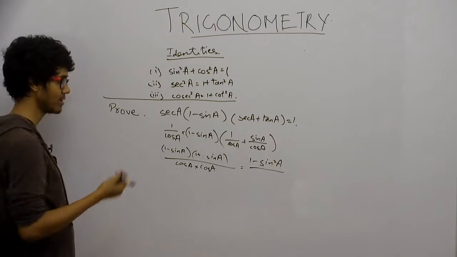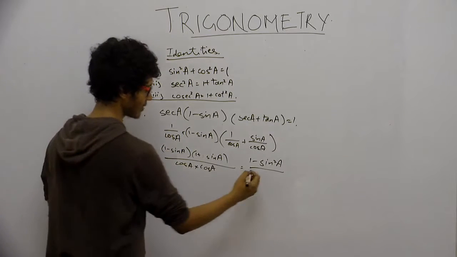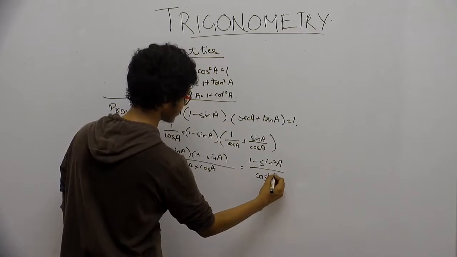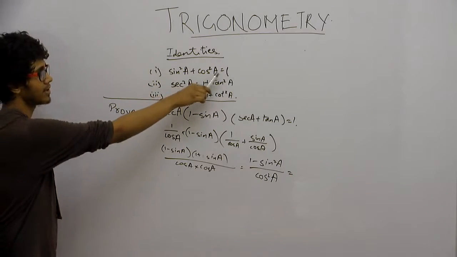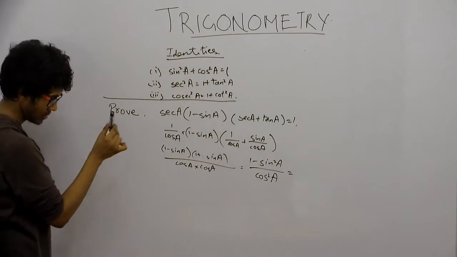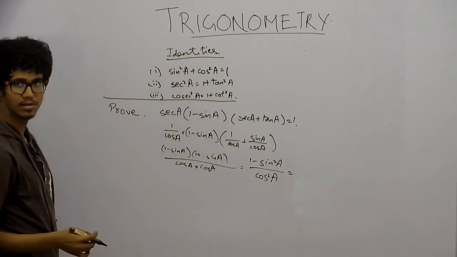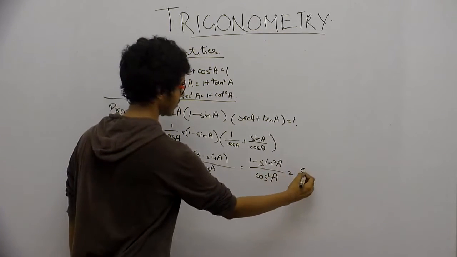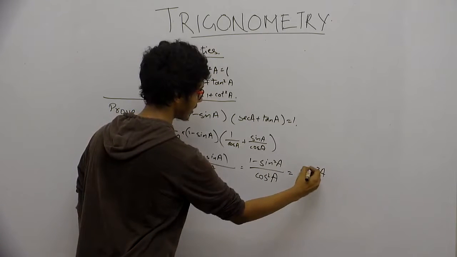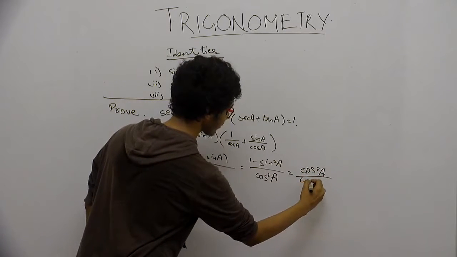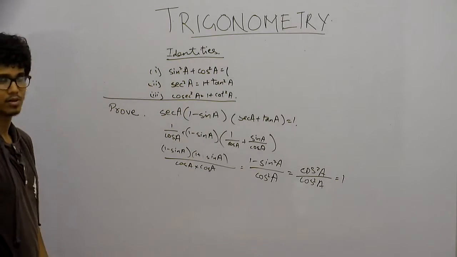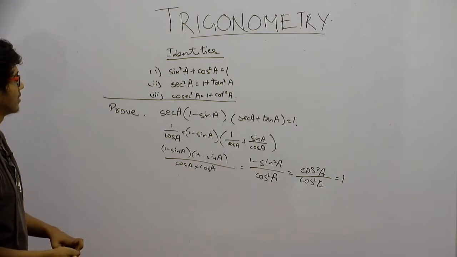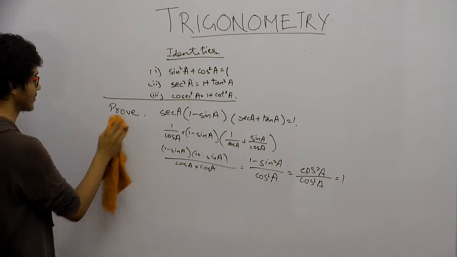In this case A is 1, so we get 1 minus sine square, and in the denominator it is cos square A. Now since we know sine square A plus cos square A is 1, so similarly 1 minus sine square A is equal to cos square A. So we get cos square A divided by cos square A. This gives us 1. Okay. We have got a few more examples.